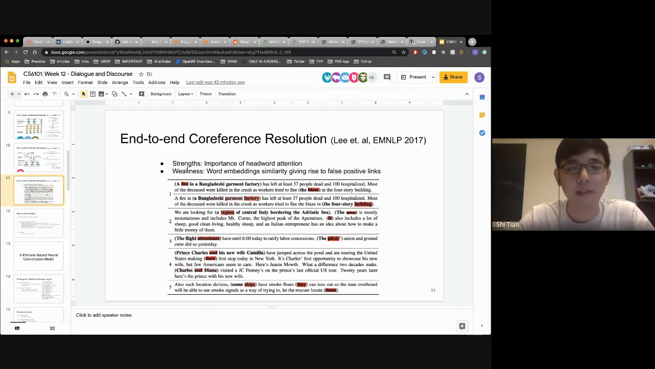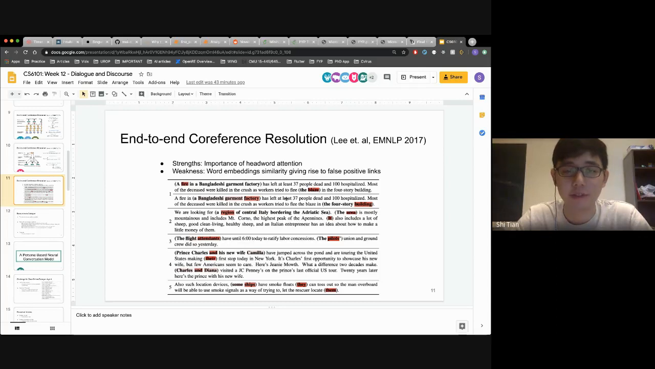One of the strengths that they identified was the importance of head attention. So you can see at number one over here, in the same sentence, they got two different clusters. Anything in brackets is going to be co-referenced with each other. The amount of red shading on the word is how much attention is given to that word as the head word of that span. So in the first sentence, you see that the attention was given to fire in the first span, and then to blaze in the second span. So that was how the model was able to identify that these two mentions were co-referent.